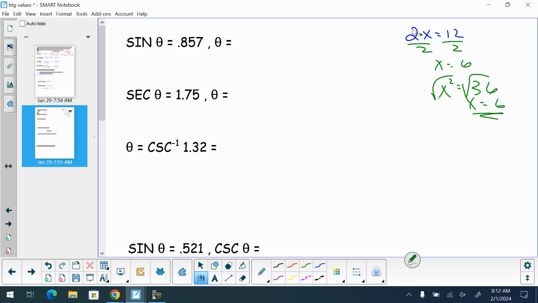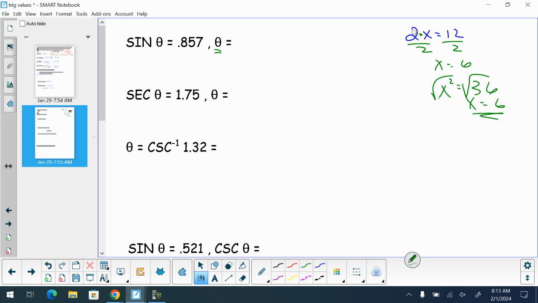Well, now I'm asking you, the sine of theta is equal to 0.857. I want to solve for theta. So the process that we're doing, we want to get theta by itself. We have the sine that's attached to it. We want to get rid of the sine. So what do we have to do to both sides of our equal sign to get rid of sine?